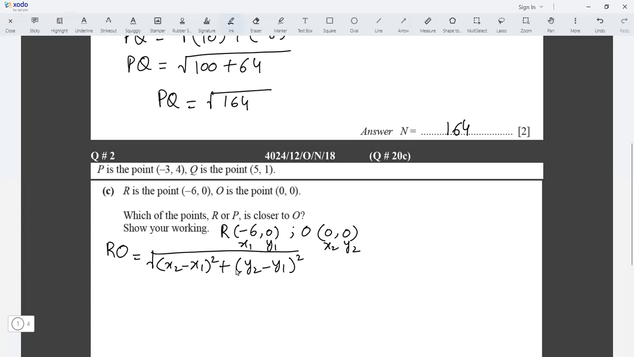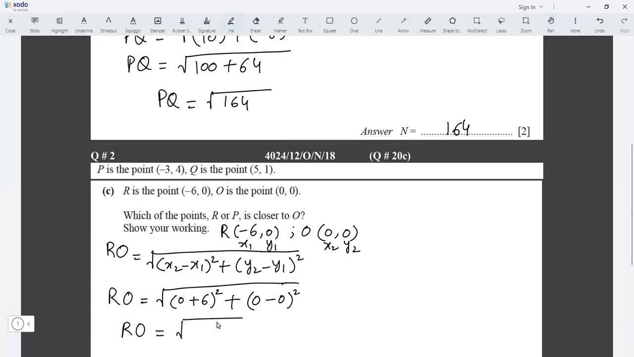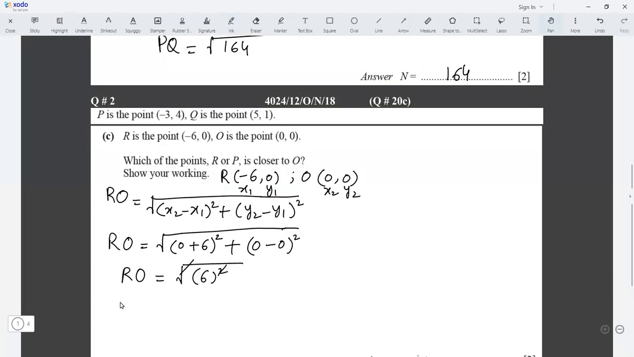Replacing the values, RO equals square root of, what is x2? It's 0, and 0 minus negative 6 becomes positive 6. So (0 plus 6) whole squared plus y2, which is 0, and y1 is also 0. So 0 minus 0 gives 0, nothing is left in the y coordinates. So 6 squared, the square and square root cancel, and the answer will be 6 for RO.